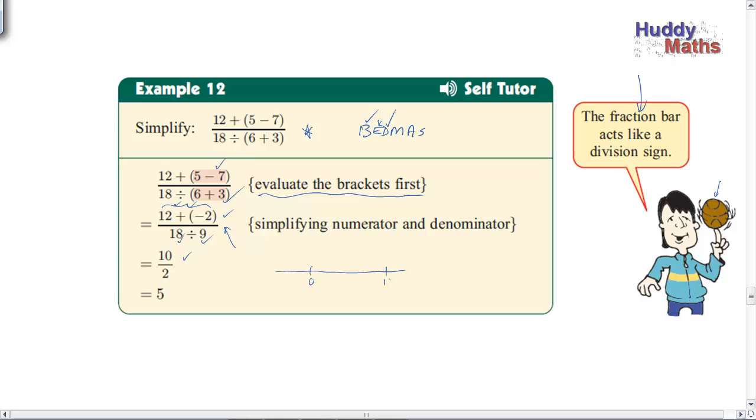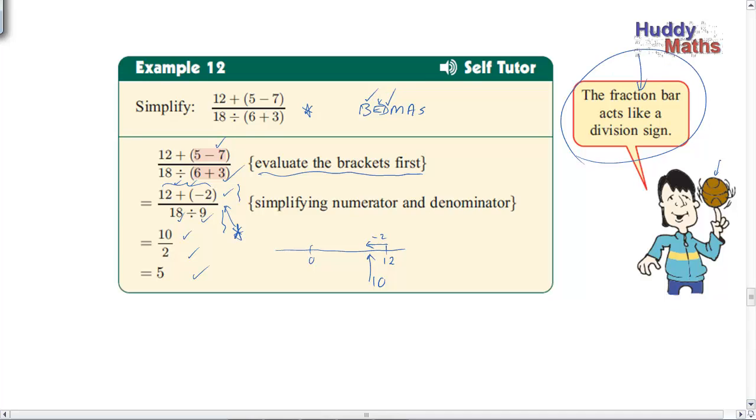12 going out to positive 12, take 2, opposite sign will be 10. Okay, so 10 divided by 2, and we can do that now, is 5. Okay, so the fraction bar acts like a division sign, so it is a division sign, and I'd like you to think of it as almost like a bracket. You're going to do the division, but first of all, you're going to do the separate entities, so you know what you're dividing. Okay, let's go down and have a look.